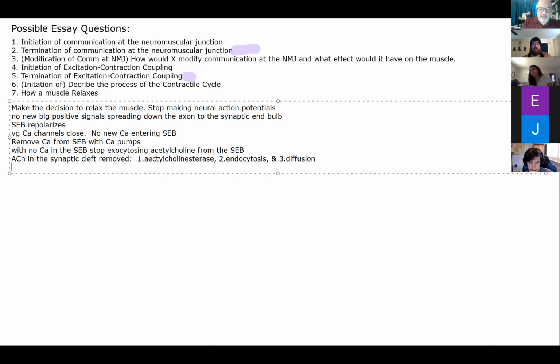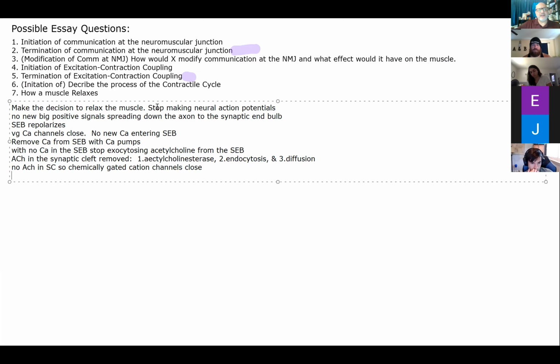Excellent. So now we have no acetylcholine in the synaptic cleft, and what is the effect of that? Chemically gated cation channels close. Excellent. Why is that important? Doesn't allow any new sodium into the muscle fiber. Into the motor end plate. Excellent.